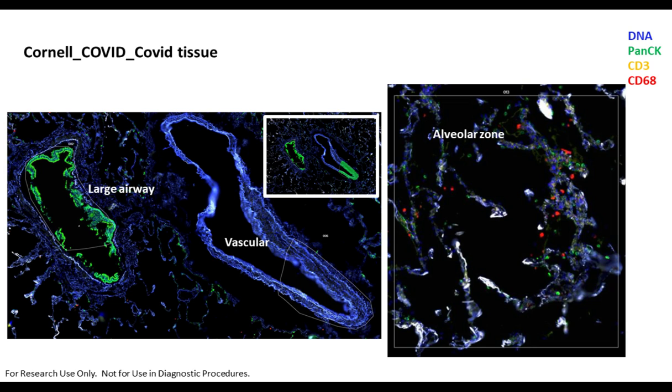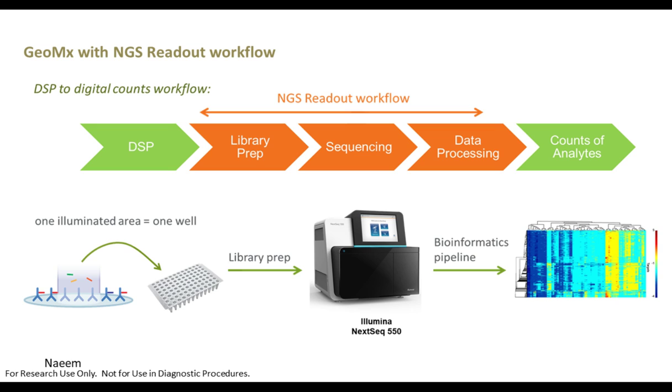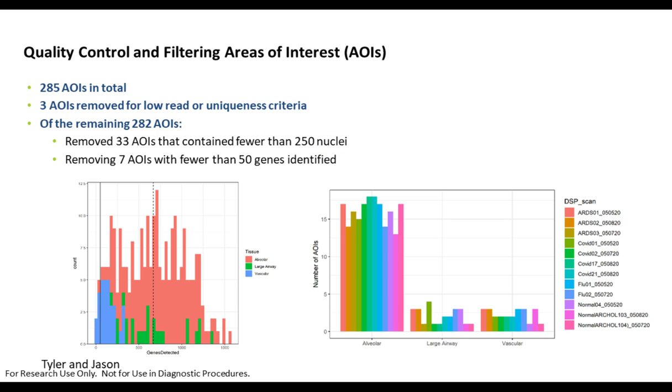If we look at COVID tissue, there's, first of all, some damage that has occurred to the structure of this tissue, but each of these regions can also be selected as seen. The tissues were processed as already described by Joe, and each region of interest was illuminated and put into the GeoMx pipeline. Basically, there are a variety of areas of interest that were processed. Some of them were removed during quality control because they didn't have enough cells or enough individual genes detected. But you can see here that we do obtain a lot of areas of interest from the alveolar zones, and then a smaller group from these large airways and vascular zones. These were spread across all the different tissue types shown on the right: ARDS, COVID lungs, flu, and the normals.